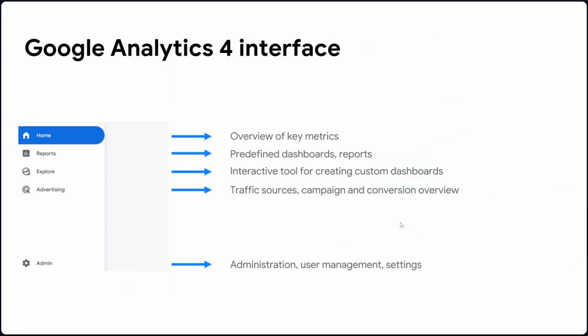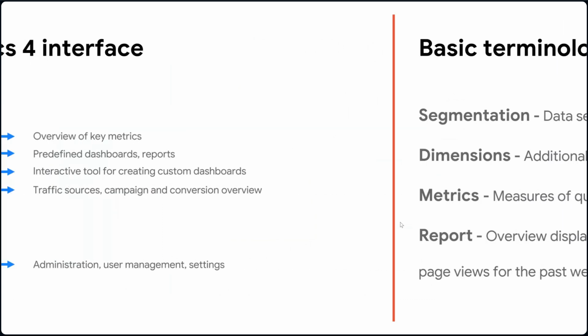And then there's advertising, and in that section you can see information from Google Ads and all other traffic sources. You can see the list of campaigns. You can see the conversion reports, things like that. And the last one is an admin section where you can configure Google Analytics. You can manage users. You can adjust settings and things like that.